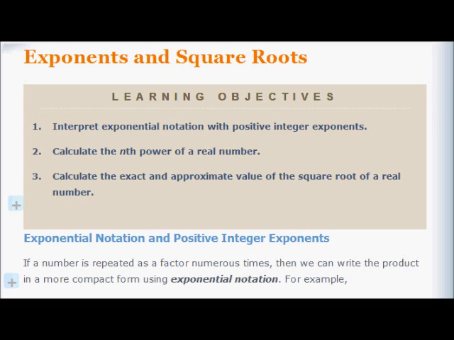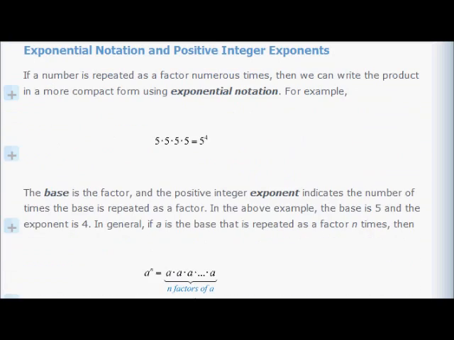So let's start by explaining what exactly exponential notation is. You've seen situations where a number is repeated as a factor several times, like in this case, 5 times 5 times 5 times 5. We can write it more compactly as 5 to the power 4, or 5 to the fourth power. And that basically means that 5 is being multiplied by itself this many times.